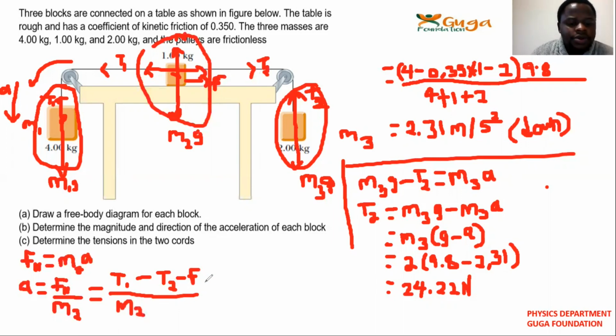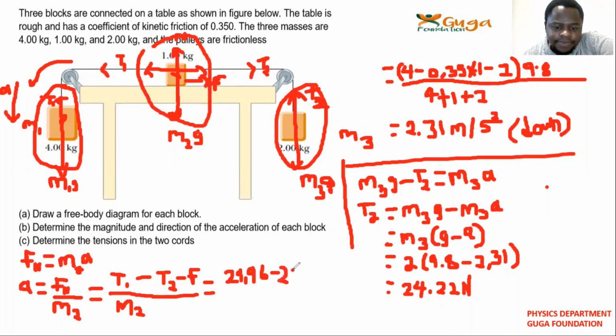So this, your T1, you got it as, it was 29.96, it was 29.96 minus your T2 is this one here, minus 24.22 minus the friction is this part here, right? Minus the friction. Let me try to erase also here.